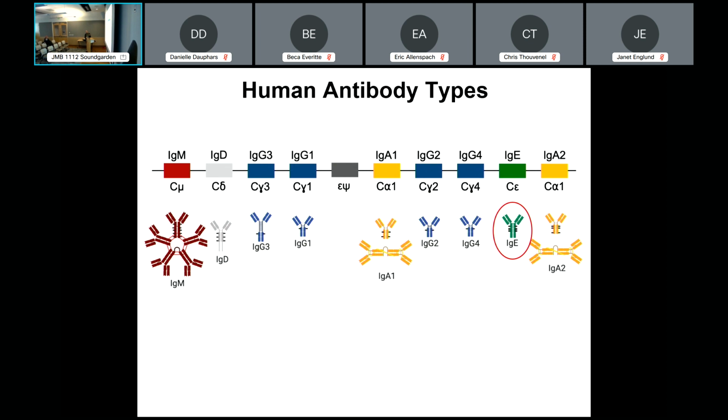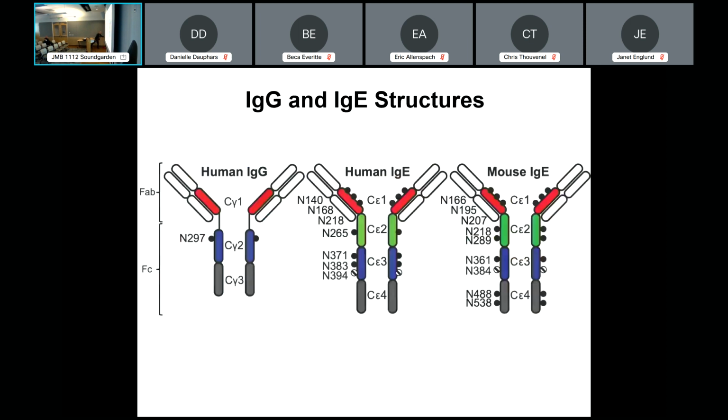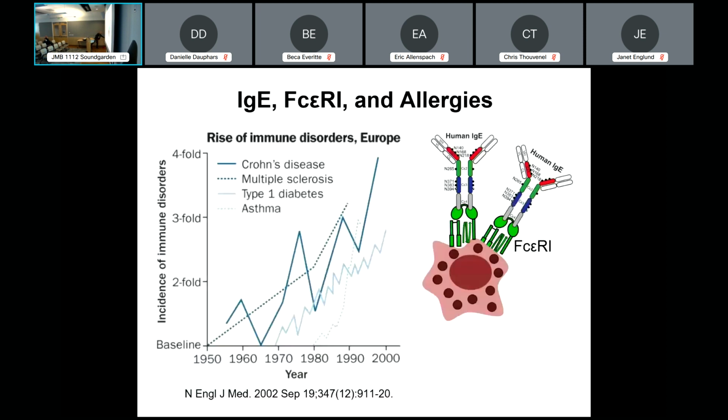So the other antibody class that my lab is interested in is IgE, which is shown over here. While there is one glycosylation site on human IgE in the constant domain at asparagine 297, there are 7 glycosylation sites on the heavy chain of human IgE and 9 on mouse IgE. So it's much more heavily glycosylated.